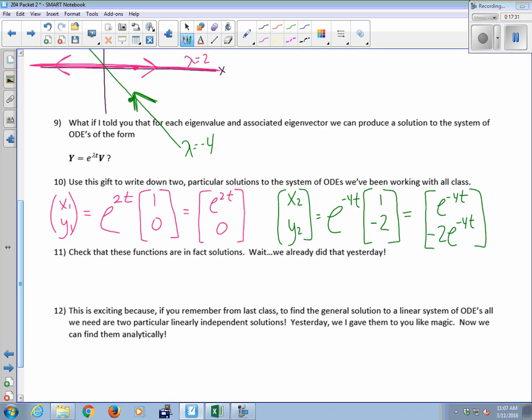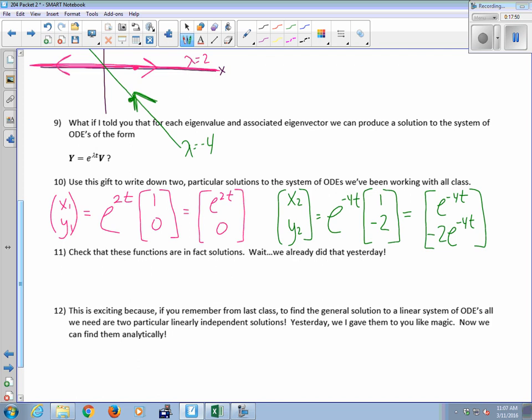I could ask you to verify that they were solutions, but those are the two solutions that I just handed you on Wednesday, and I already had you verify that they were solutions. It would be really quick to check if you wanted to, or you could just flip back 5 pages and see that you did it already.